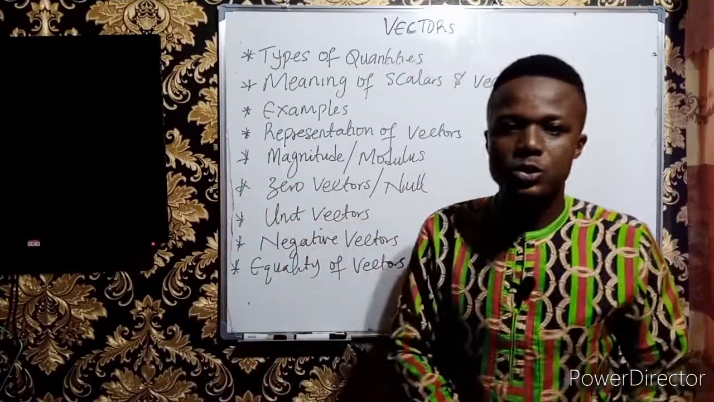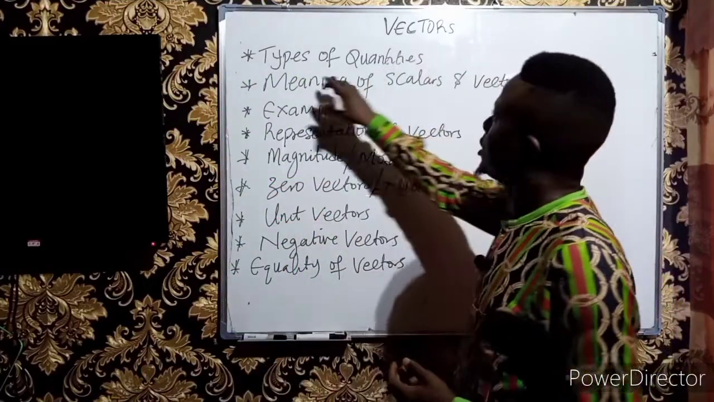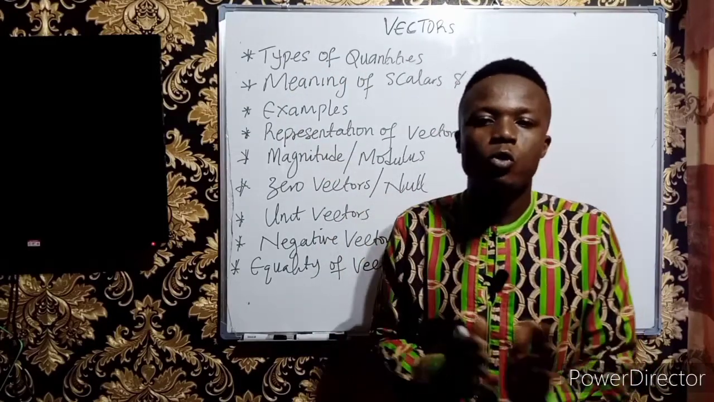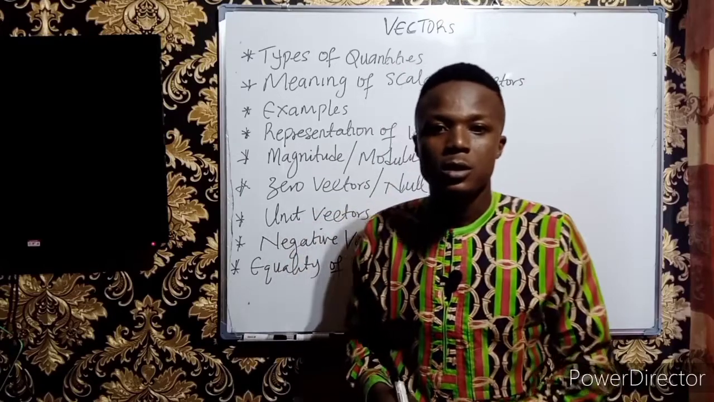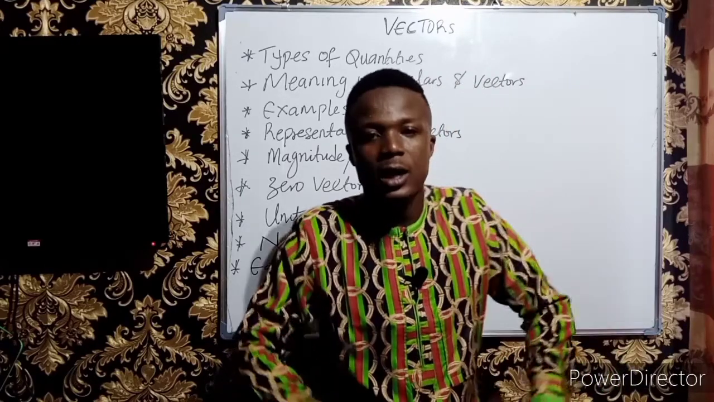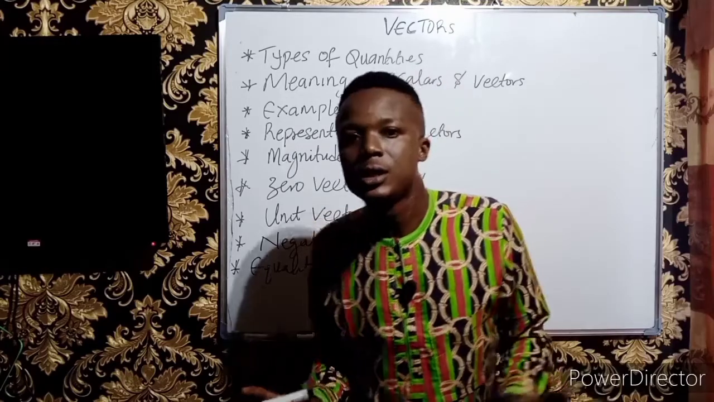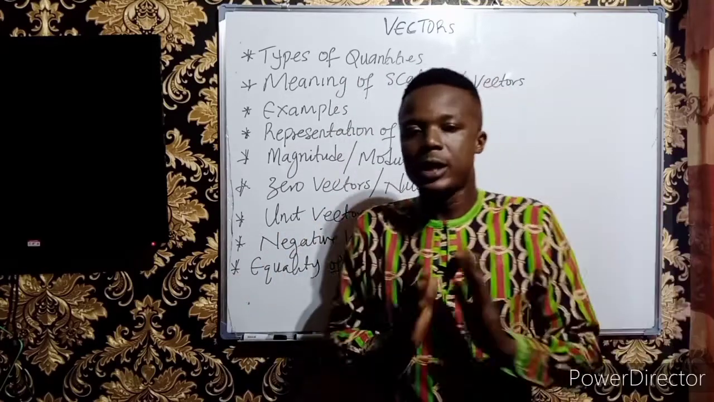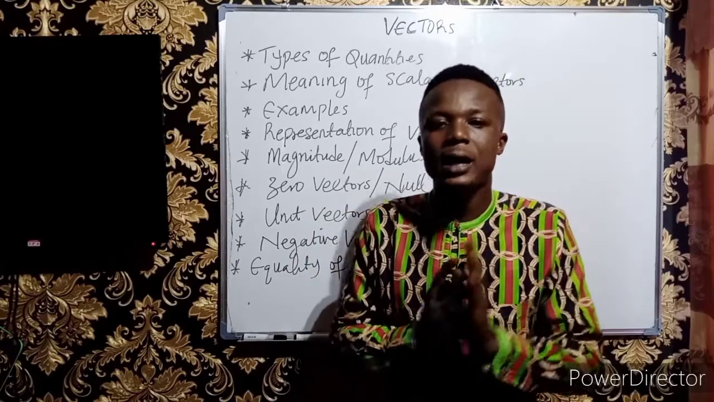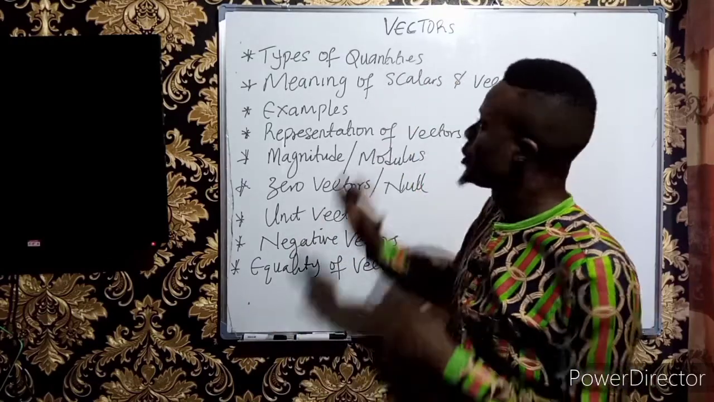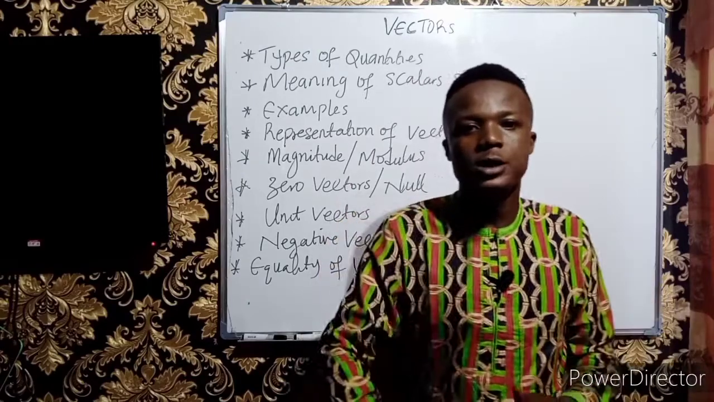Alright, before we get into the topic, vectors, there is what we call types of quantities. Okay, physical quantities are of two types. We have the vectors and scalars. Normally, we have the fundamental and derived quantities, but that is not the classification we are going to look into today.